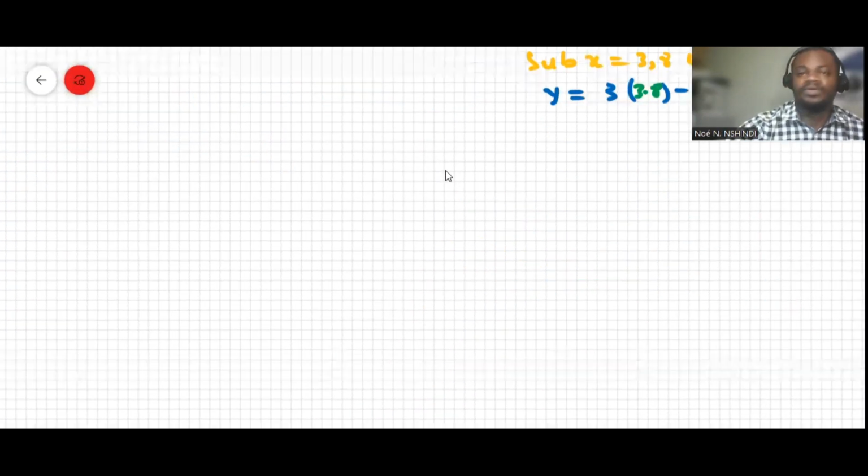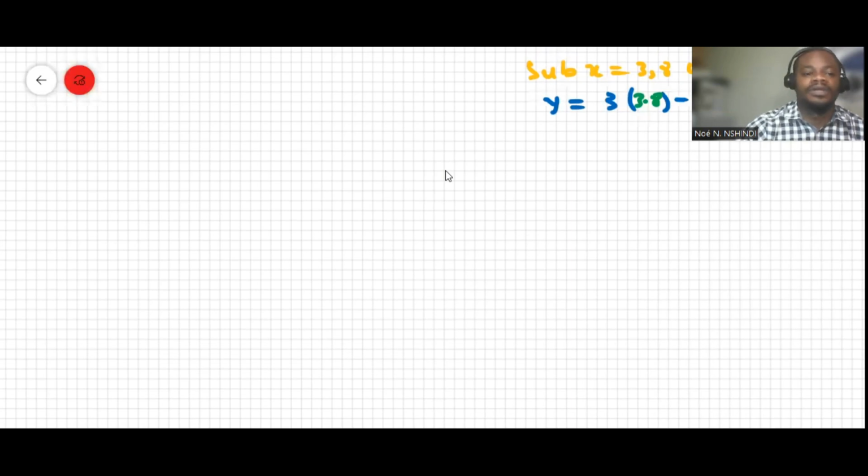We can look at question F. That says 2y plus 3x equals 7, and y equals x squared minus 3x plus 1.